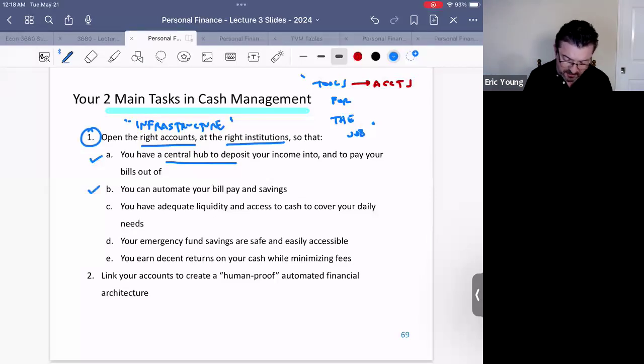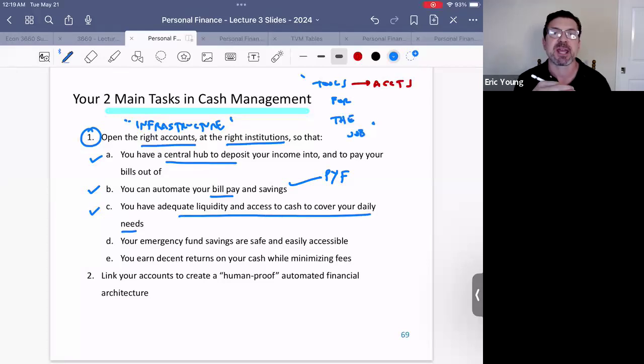You want to have in your infrastructure a way to automate both your bill pay for all your expenses and also your savings. Because remember, we're always going to PYF. We're always going to pay yourself first. You want to make sure that you have adequate liquidity, that you have enough cash so that you can cover your day-to-day needs.